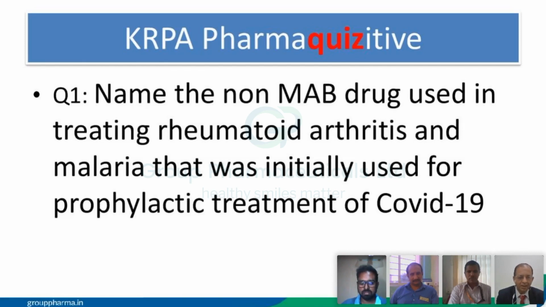Non-monoclonal antibody drug used in treating rheumatoid arthritis and malaria, which was initially used for prophylactic treatment of COVID-19. Can you mention the name? Name of the drug. Yes, there are prizes available.